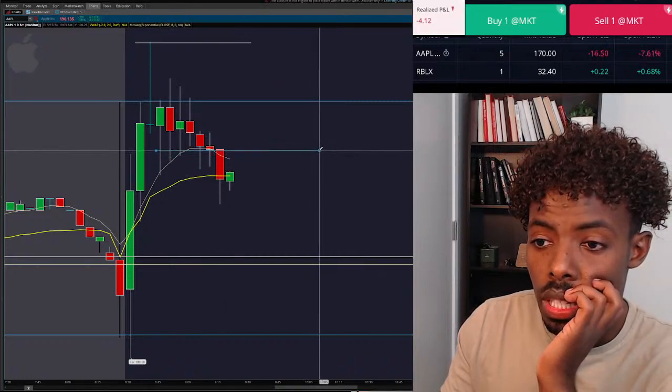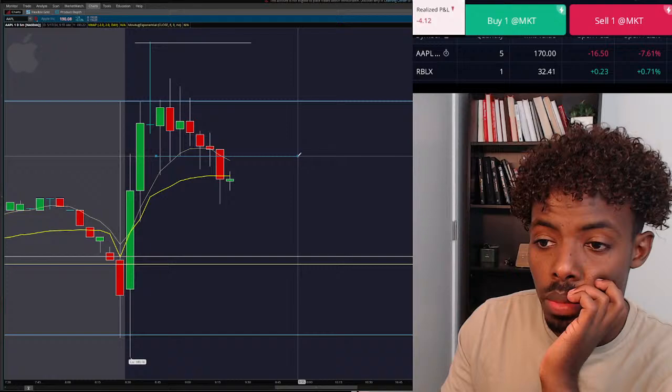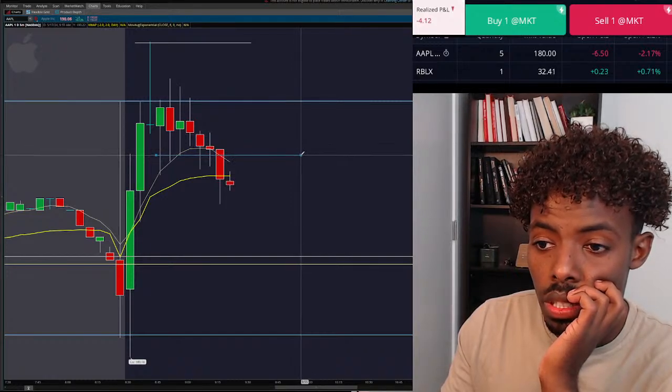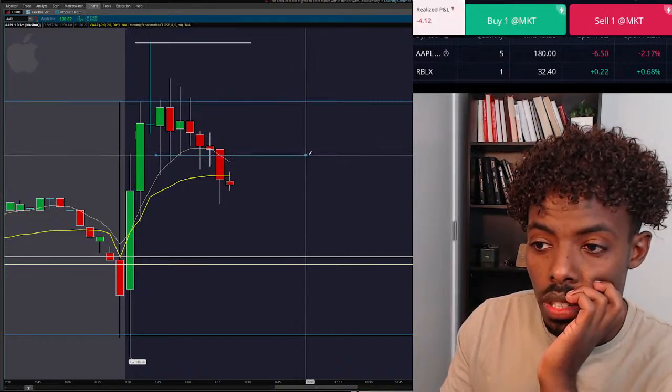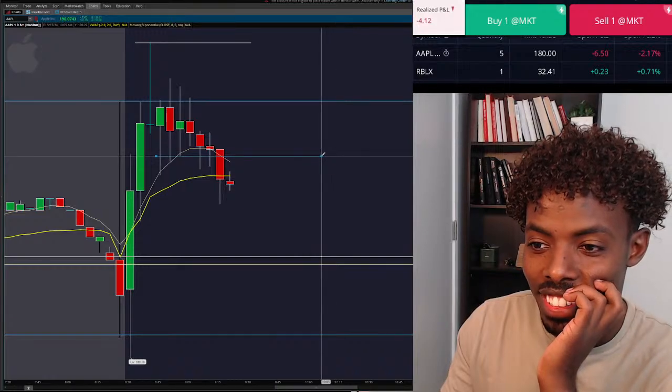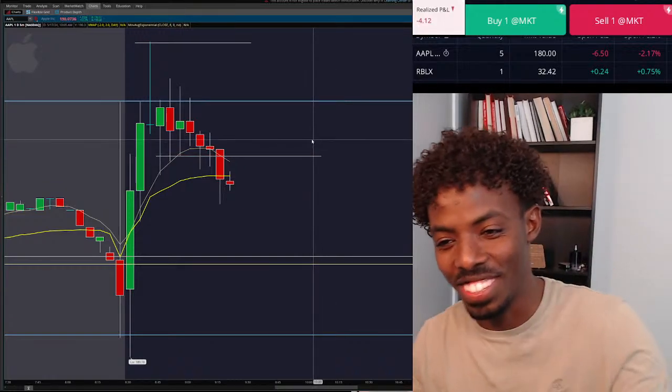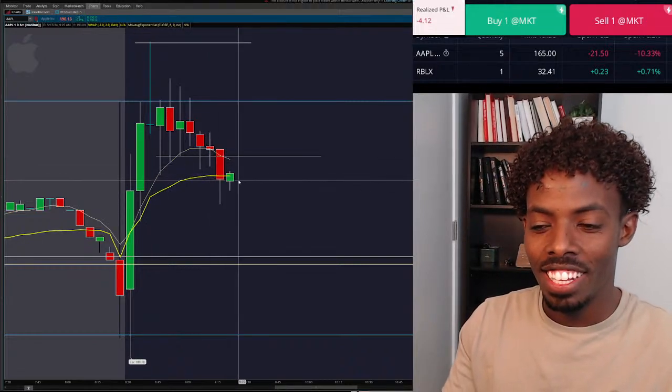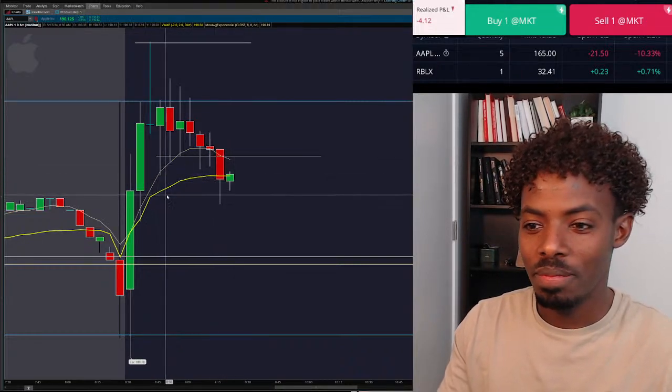Is Apple gonna now do a little wishy-washy after closing below the VWAP? That's the question, isn't it? Okay, we already talked about this, HRT. It's not just joking around. Trying to make sure y'all are entertained, all right?